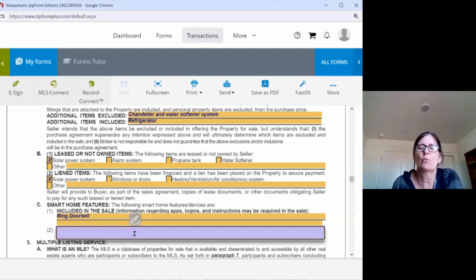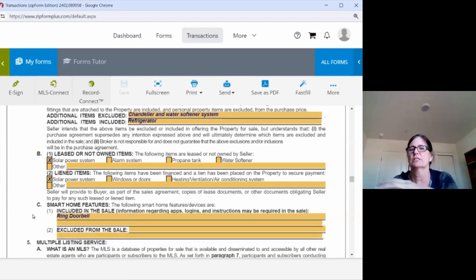And with items like the Ring doorbell, sometimes there are apps and logins and stuff, and that has to be transferred also. And that can get a little bit messy if buyer or seller have a hard time doing that, because the last thing you want to do is buy a house with a Ring doorbell and your seller is still getting the notifications instead of you.